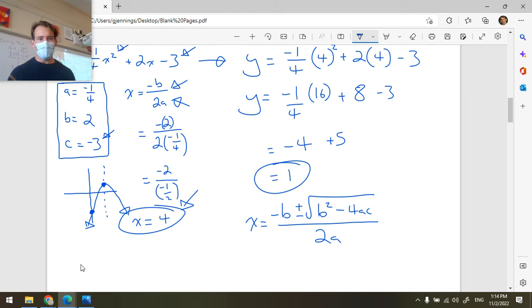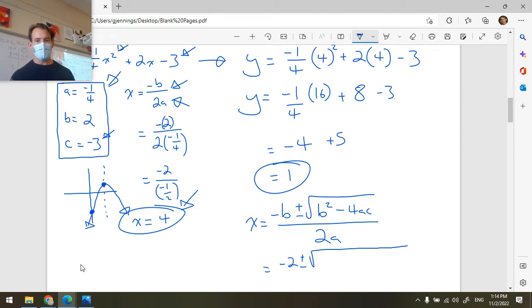Okay, so I've got the quadratic formula here. I'm just going to feed it my numbers. The quadratic formula is just a recipe to tell you x-intercepts. So feed it the proper ingredients and it will output what you're looking for. So in this case, b is 2, so negative b is negative 2. Plus or minus is plus or minus.